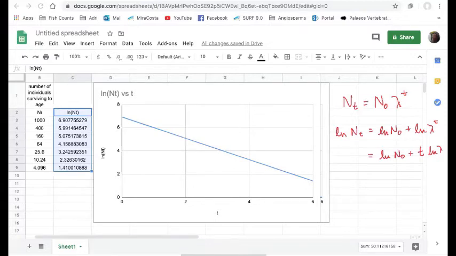So expressing the natural log of the number of survivors as a function of t, you have the natural log of N sub t is equal to the natural log of N naught plus the natural log of lambda times t. The slope of this log transformed graph is the natural log of lambda, and the intercept is the natural log of N naught. In our data set, the natural log of 1000 is 6.908, and that is our y-intercept.